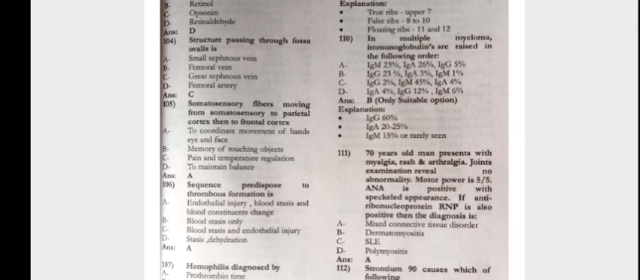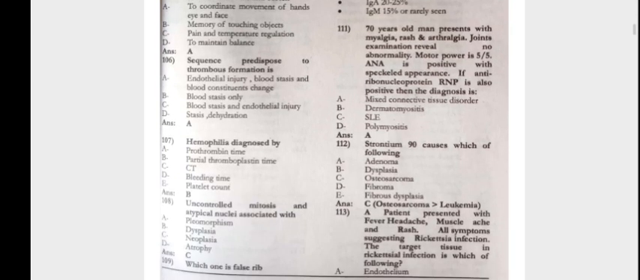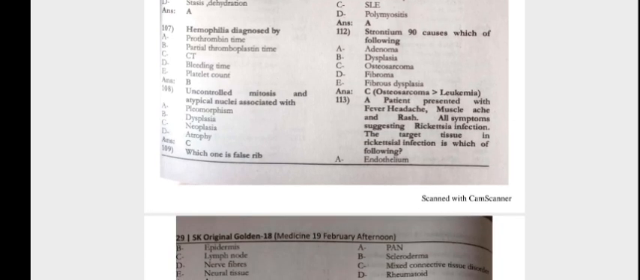Somatosensory fibers moving from the somatosensory to the parietal cortex, then to the frontal cortex is the coordinate movement of hands, eye, and face. Sequence predisposed to thrombus formation is endothelial injury, blood stasis, and change in blood constituents. Hemophilia diagnosed by partial thromboplastin time. Uncontrolled mitosis in the atypical nuclei associated with neoplasia.